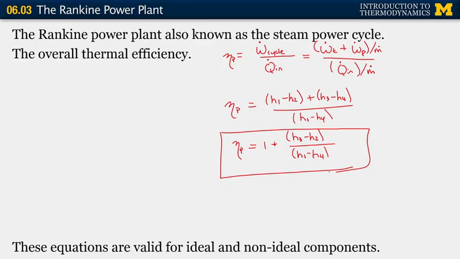Okay. Whether or not the components are ideal or non-ideal doesn't matter to this equation. I can have an ideal turbine, I can have an ideal pump, I can have a real condenser, I can have a real boiler. This expression doesn't change. Okay? The entire thermodynamic efficiency is defined by the enthalpies of the states for the components. Now we're going to pause.